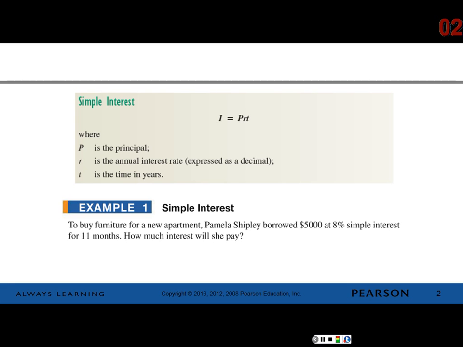So the first problem we've got, our example says to buy furniture for a new apartment, Pamela Shipley borrowed $5,000 at 8% simple interest for 11 months. How much interest will she pay? Now, she's not going to wait till the end of the year and pay it off. She's going to pay it in 11 months.